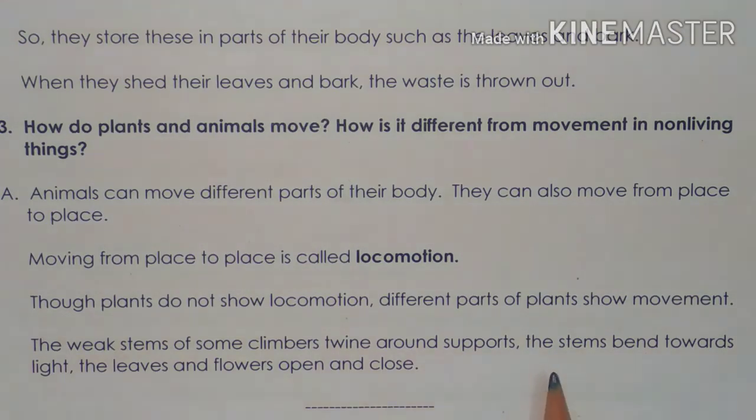The stems bend towards light. As I have already told, phototropic. The stems and leaves of a plant, the shoot system above the soil, they always tend to bend towards the sunlight. The leaves and flowers open and close. The opening and closing of leaves and flowers is also stimulated by what? Light, and they show movement in these ways. So, movement of animals is entirely different from movements in the body parts of a plant. So, it's a brief question.